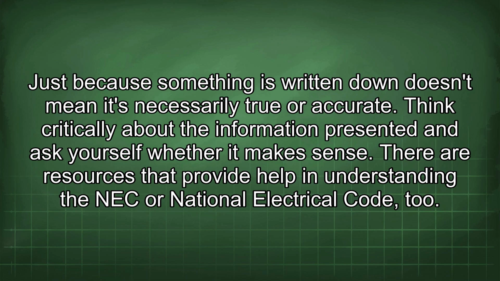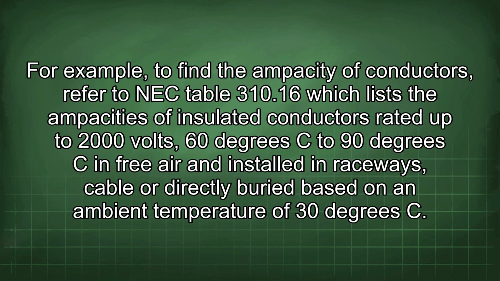There are resources that provide help in understanding the NEC, or National Electrical Code, too. For example, to find the ampacity of conductors, refer to NEC Table 310.16, which lists the ampacities of insulated conductors rated up to 2000 volts, 60 degrees C to 90 degrees C, in free air and installed in raceways, cable, or directly buried, based on an ambient temperature of 30 degrees C.